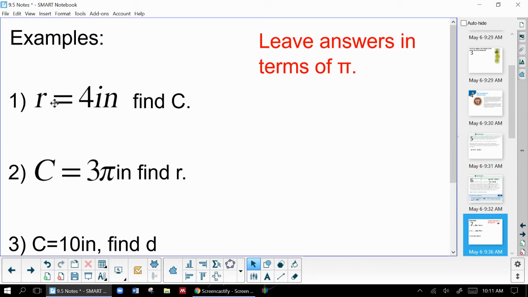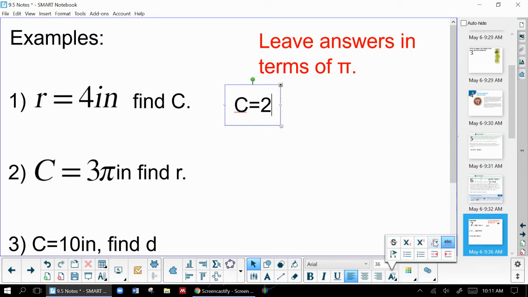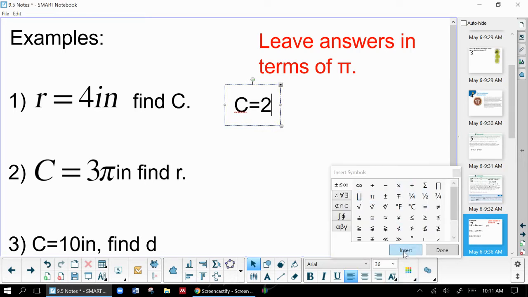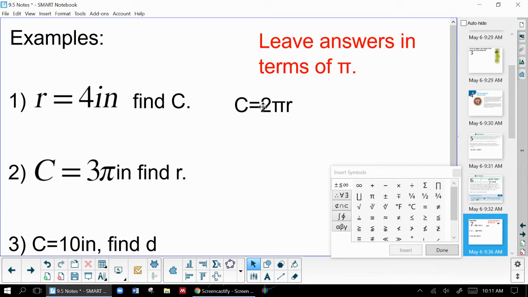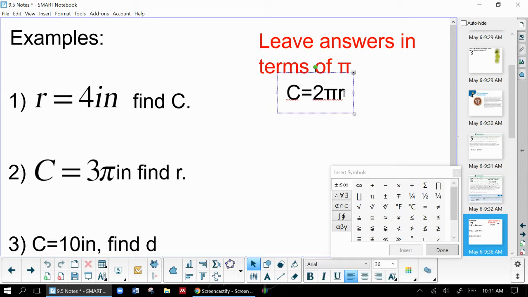And so the first one here, r equals 4 inches. The radius is 4 inches, find c. So we'd be using the formula c equals 2 pi r. So that's our formula. It's always a good idea to write the formula down first, and then we can plug in what we know, and we know r is 4 inches.